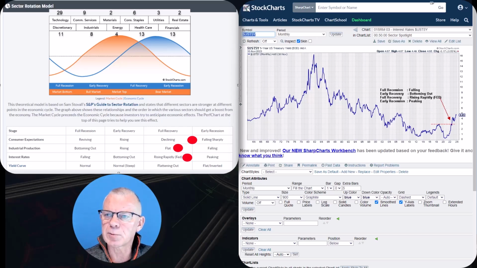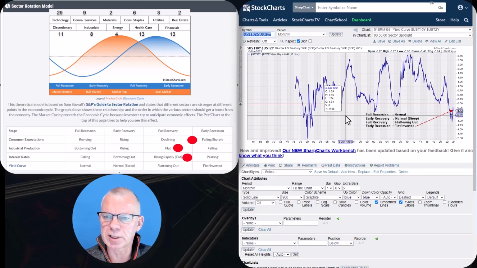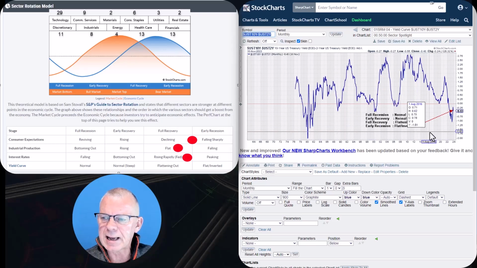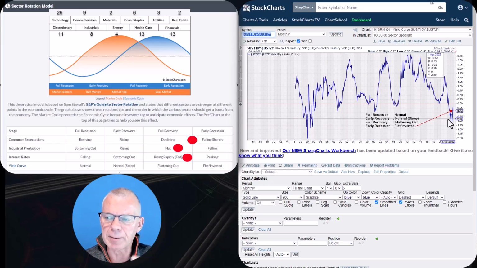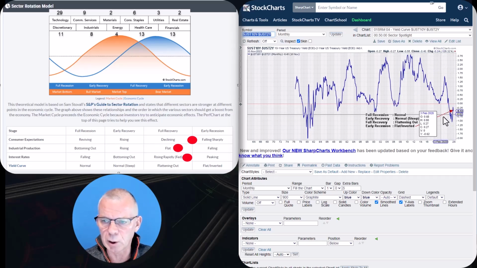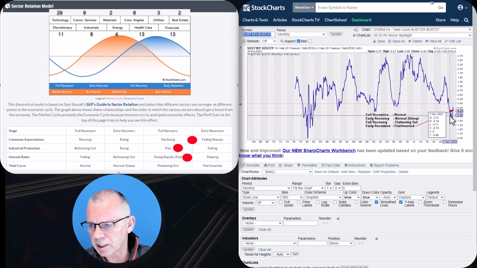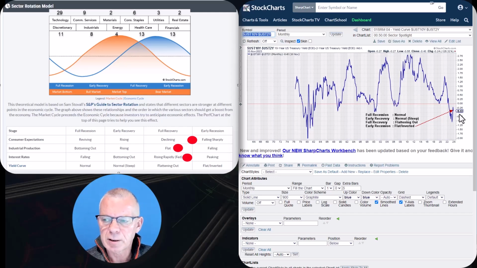And then the last one of these macroeconomic variables is the yield curve. US government 10-year minus 2-year yields. And it is picking up. It's still inverted because we're below zero. So the difference is minus 43 basis points, which means that the 2-year yields are 43 basis points over 10-year yields, making it an inverted yield curve.